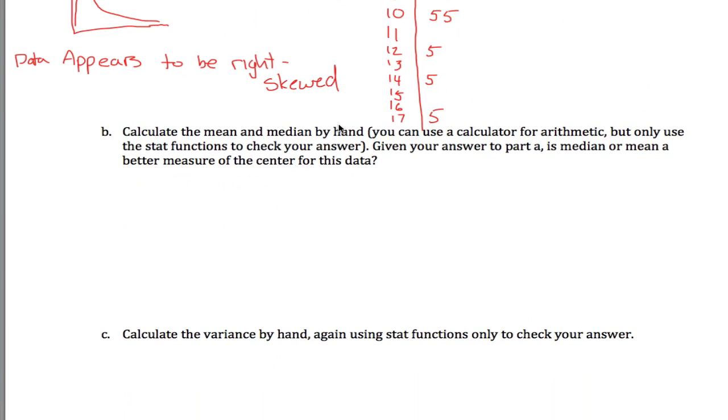Calculate the mean and median by hand. Alright, kind of tedious. Sorry about this. To do the mean, the symbol we use is X bar. What we do is we add up all the observations, which you can symbolize like this. This means add up all our different observations x's and divide it by how many observations you have, which is n.